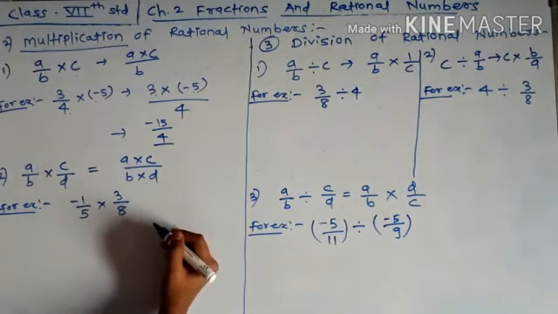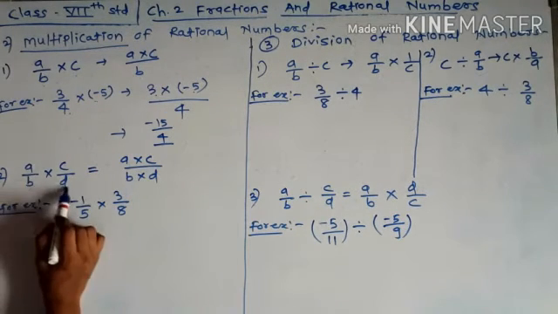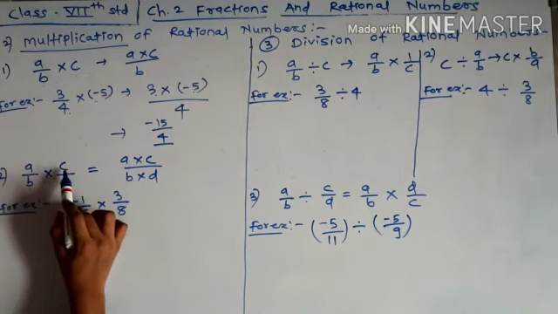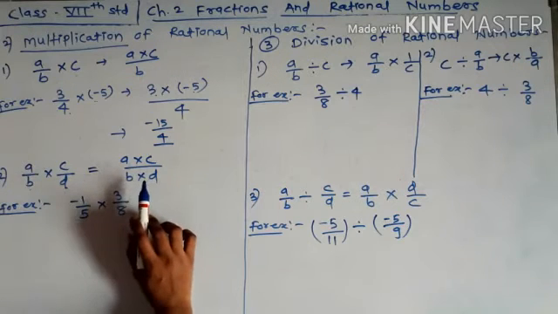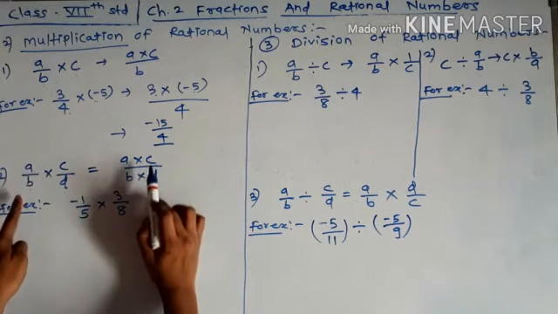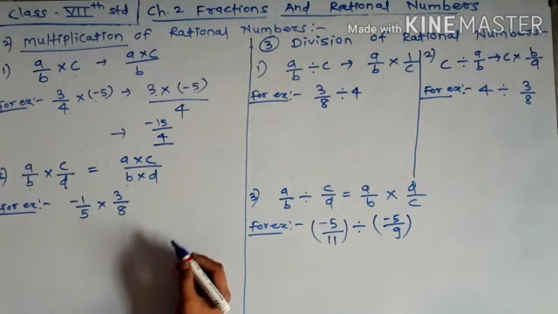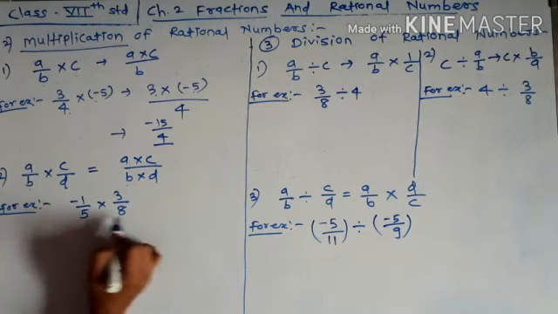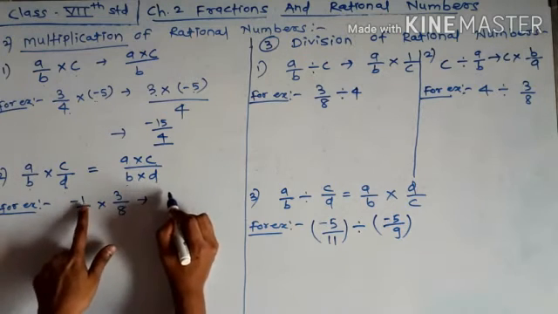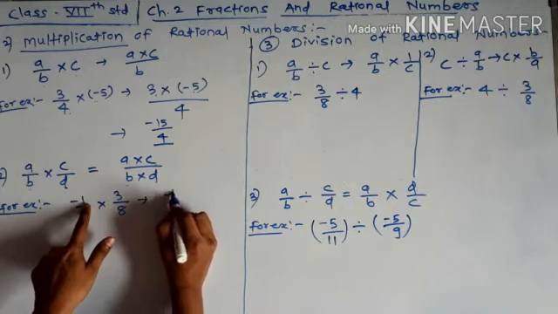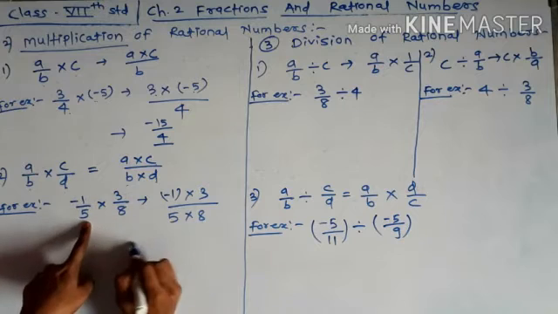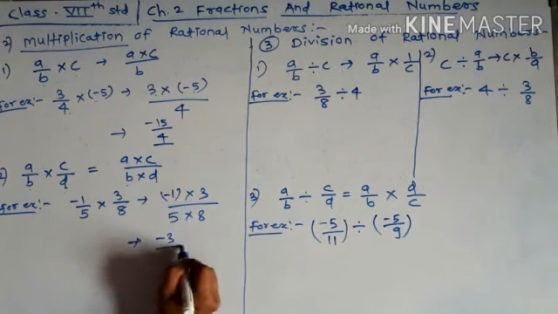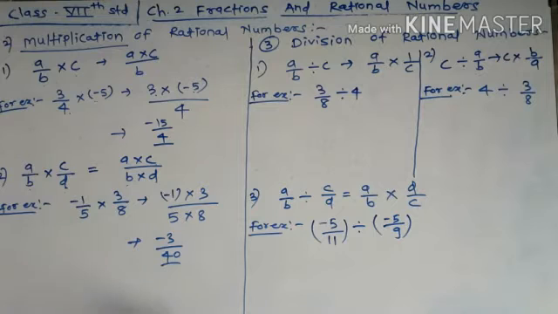In the second case, to multiply two rational numbers, if a upon b and c upon d are any two rational numbers, we multiply numerator with numerator and denominator with denominator. For example, here we take two rational numbers. To multiply these two rational numbers, we multiply their numerators first, that is minus 1 into 3, and denominator with denominator. Then we get minus 3 upon 40. So in this way we can multiply these two rational numbers.